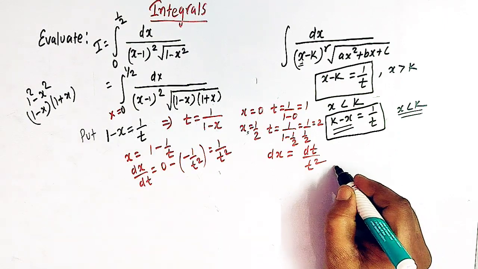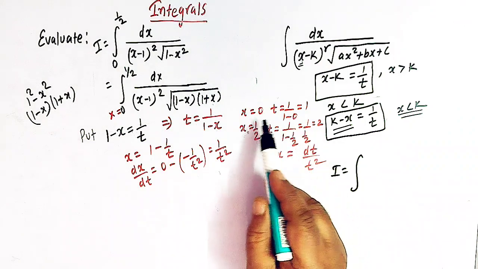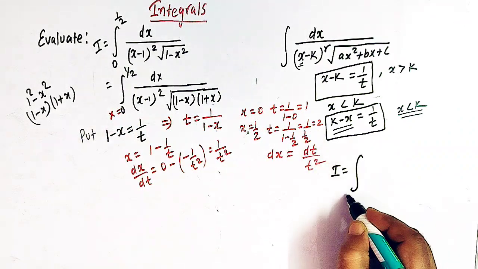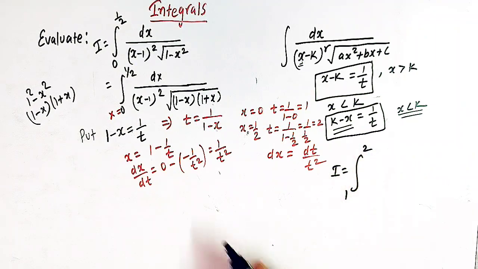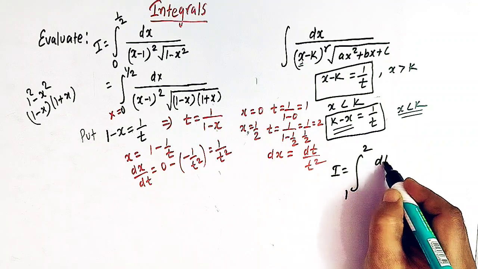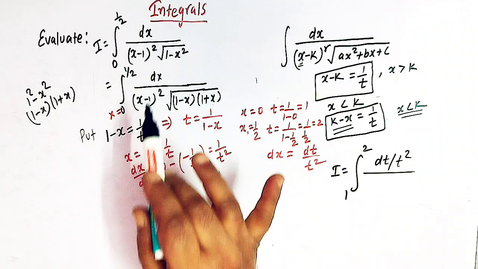So now I can be written as the limits vary from 0 to half. So here t varies from 1 to 2, so here we have 1, here we have 2. And for dx, we can now write dt over t square. And here we have (x minus 1) square.